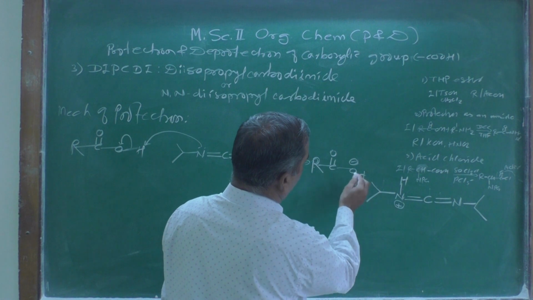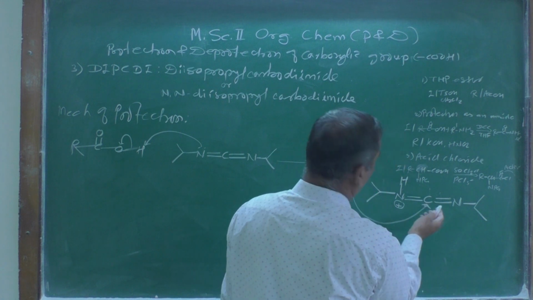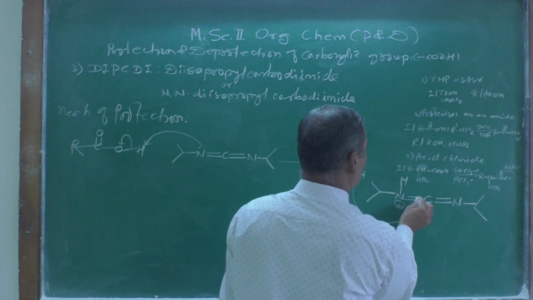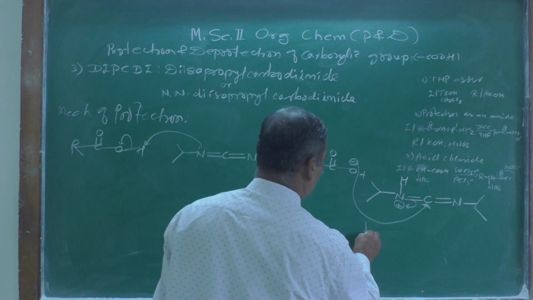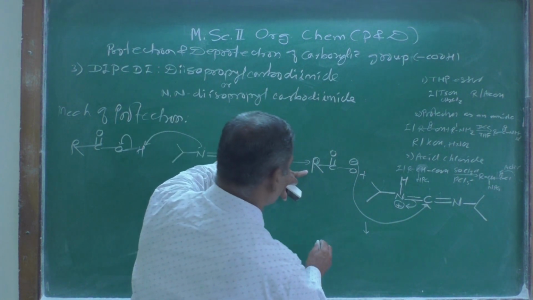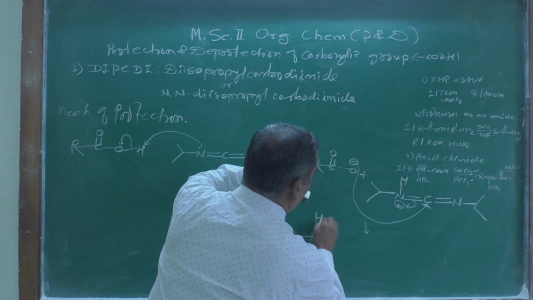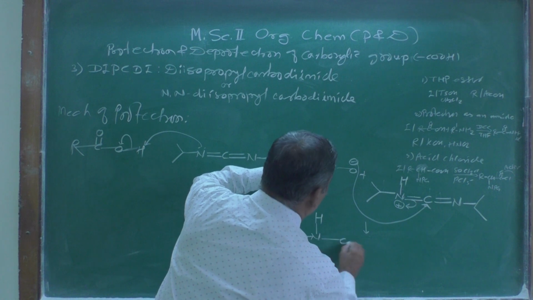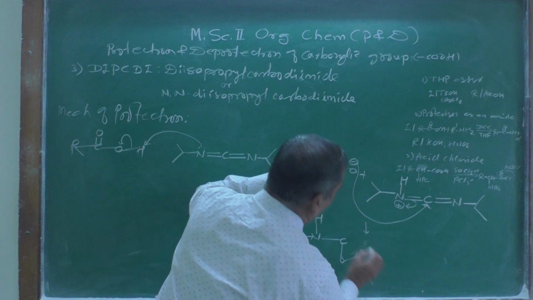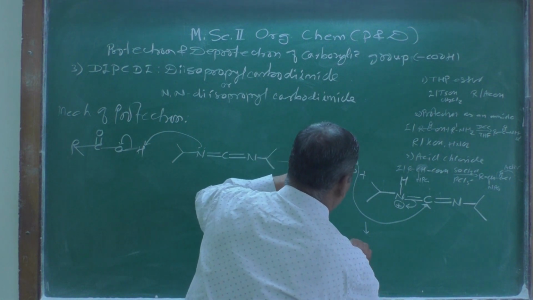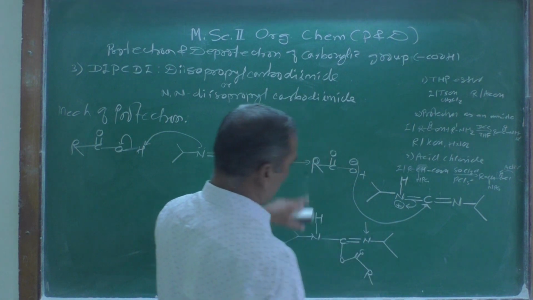The negative charge is going to attack this carbon atom, and this double bond neutralizes the positive charge, and you are going to get the product: this N, then this H as it is, then C, then O, then C double bond O, and this R group as it is. Now this C further has a double bond, then this isopropyl group.